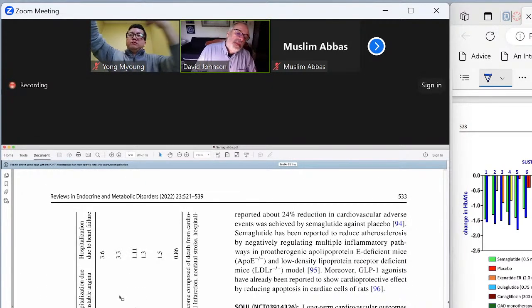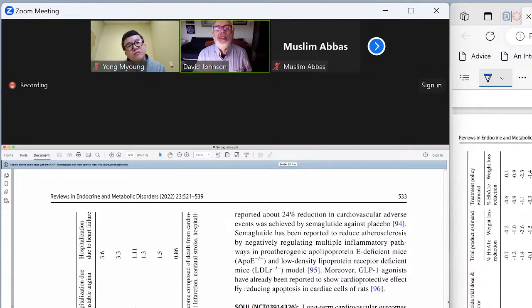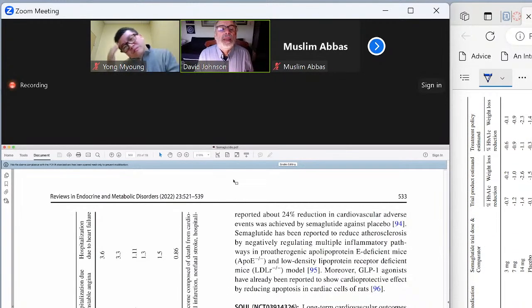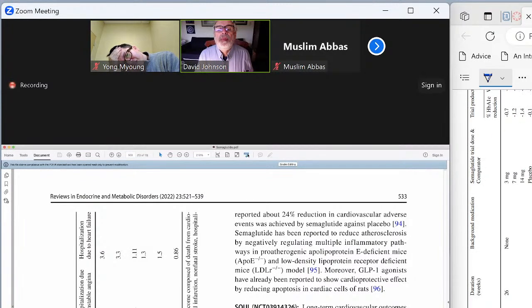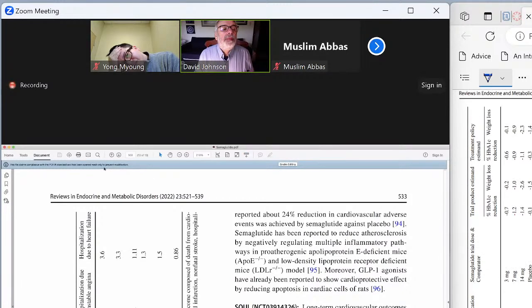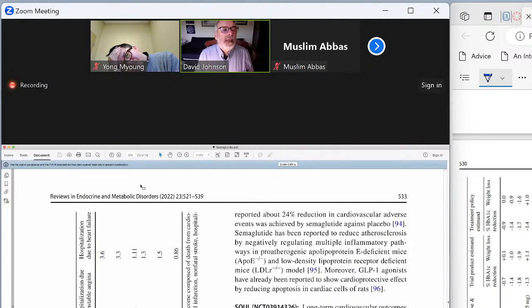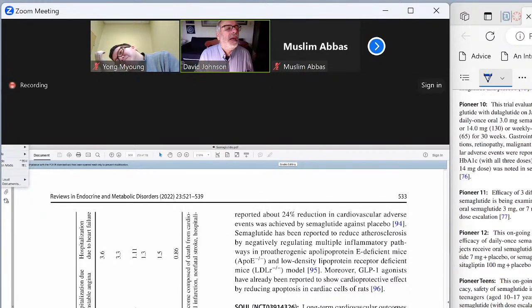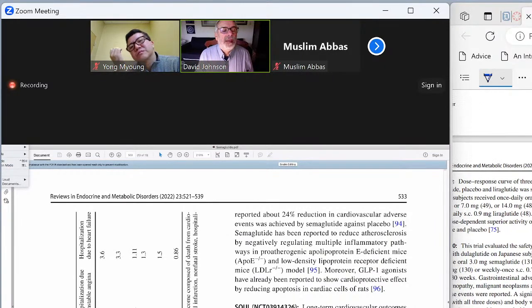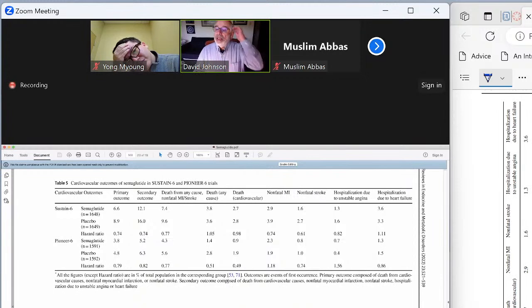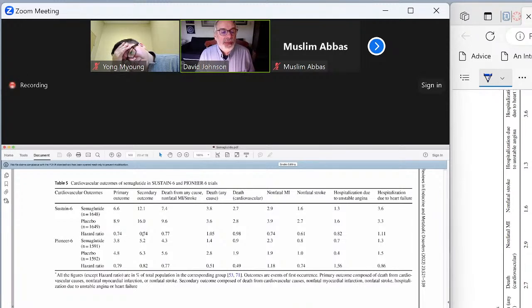Oh, this has to do with cardiovascular effects. Boy, I really want to see if I can't rotate this. There we go. So, cardiovascular outcomes.